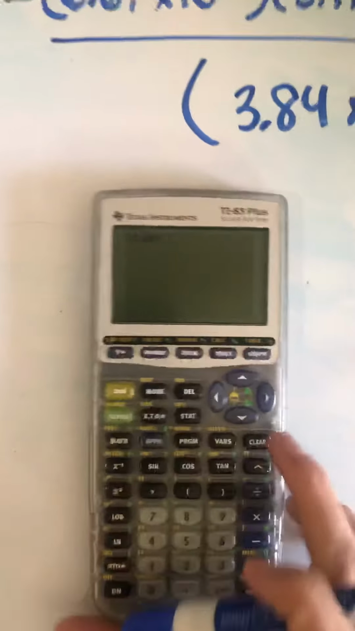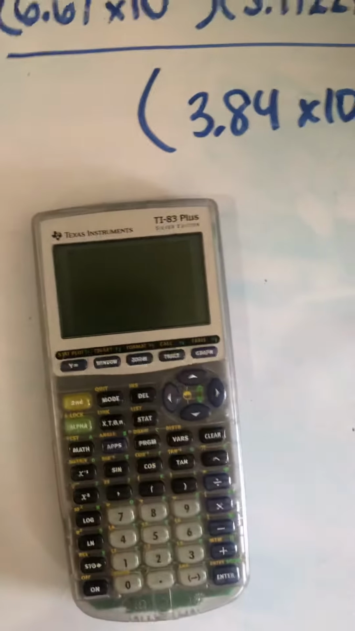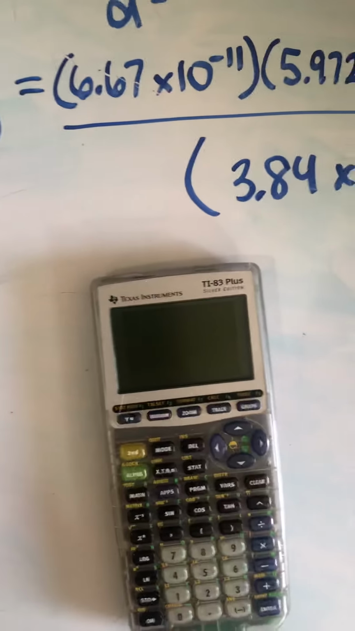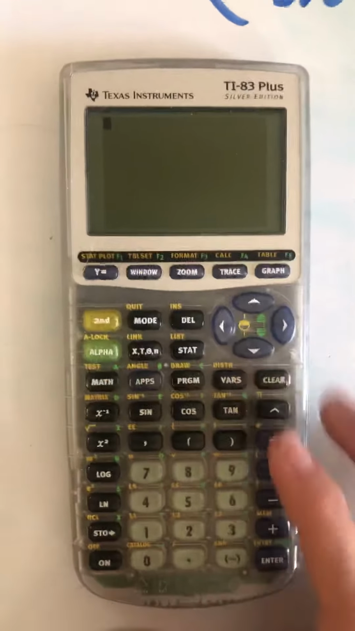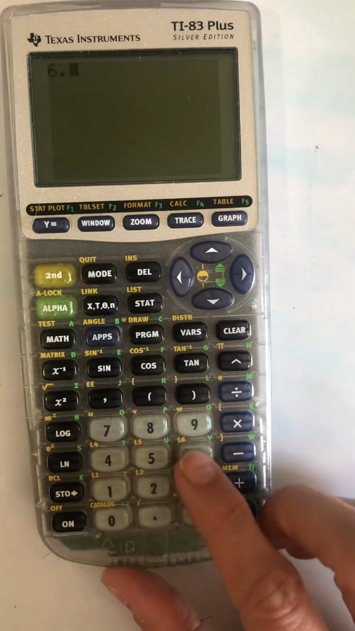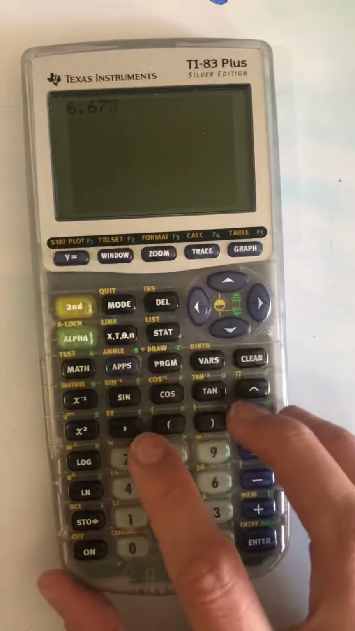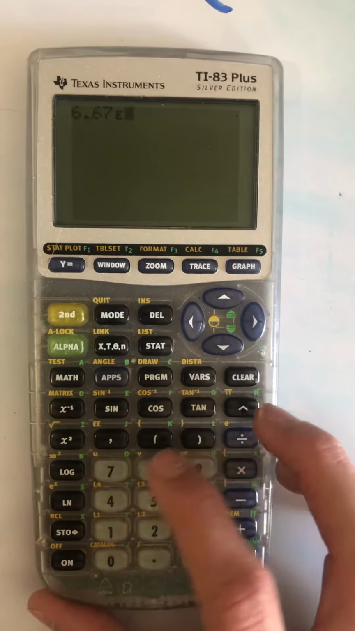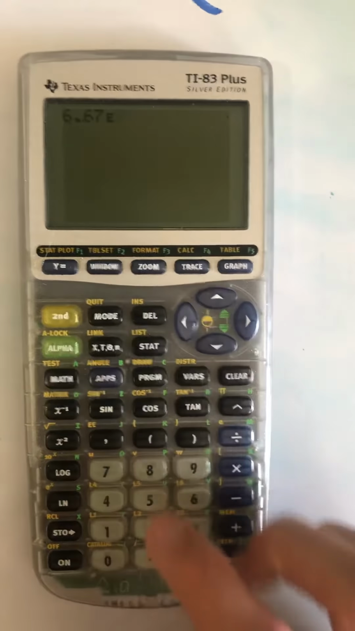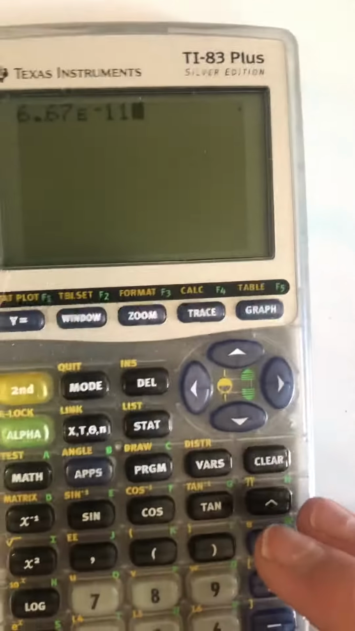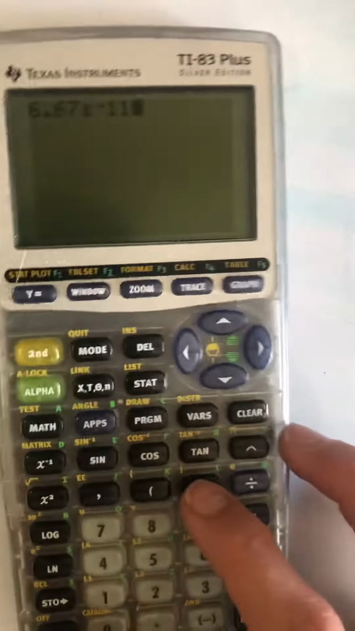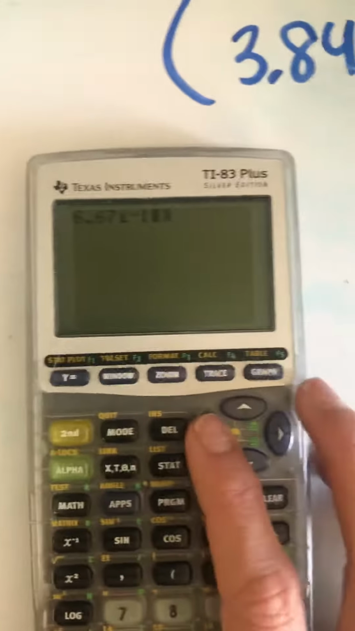All right, so now I'm just gonna plug all this in my calculator. And I know sometimes this can be one of the trickier parts. So for the times 10, I use the E button. So I'm gonna go 6.67, second comma will give me the E. And then my power is negative 11. So I just put a negative 11. I'm gonna back up a little bit and put that in parentheses.